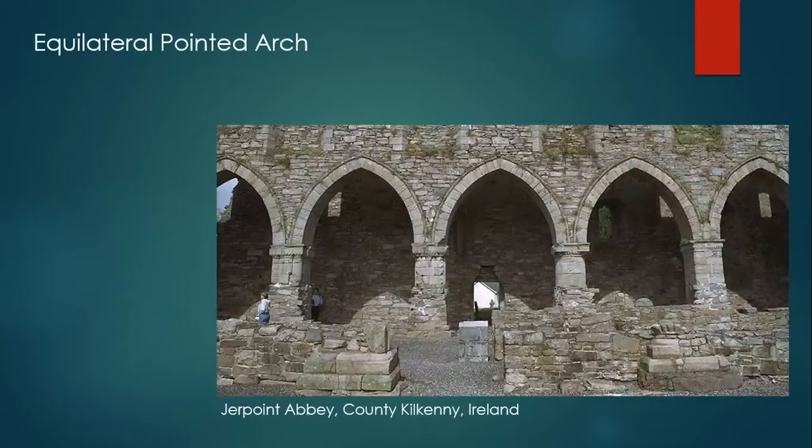The next type of arch that we're going to construct is called the equilateral pointed arch. And that word equilateral is familiar to you. We've talked about equilateral triangles. Well, that's where this arch gets its name. You'll see an equilateral triangle that's formed by the spring line of the arch and the center of the top of the arch.